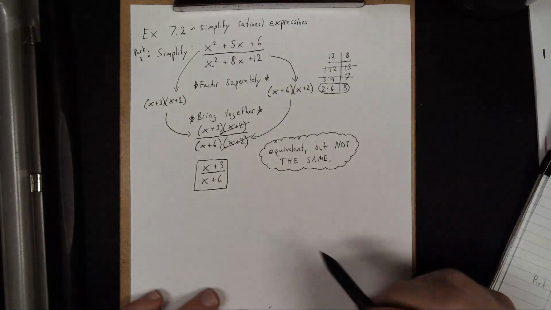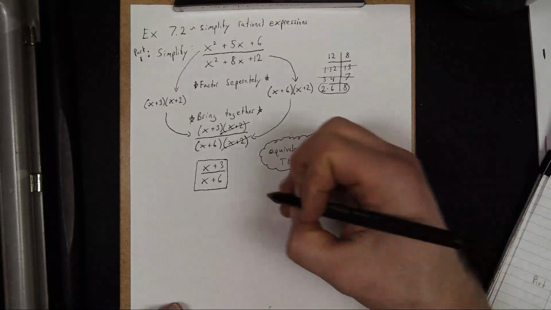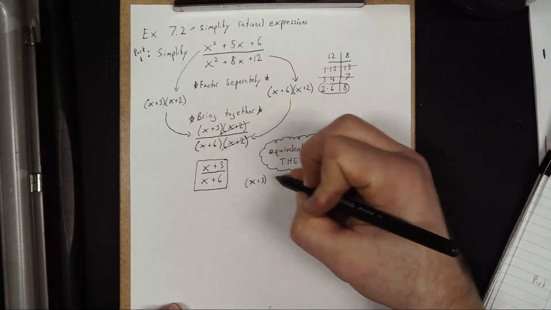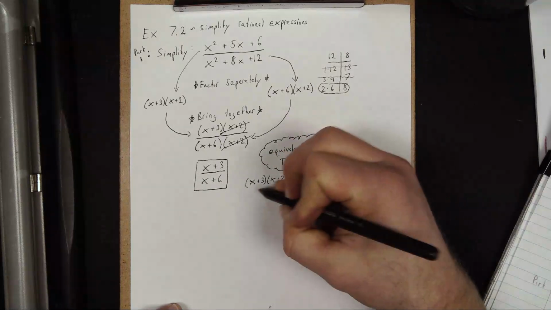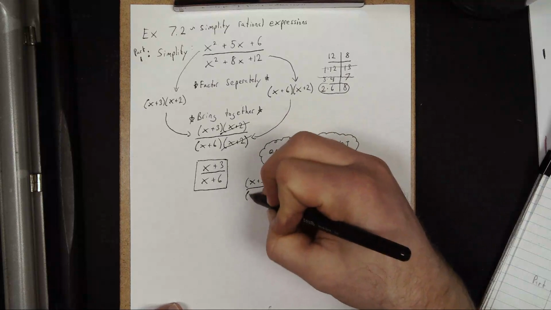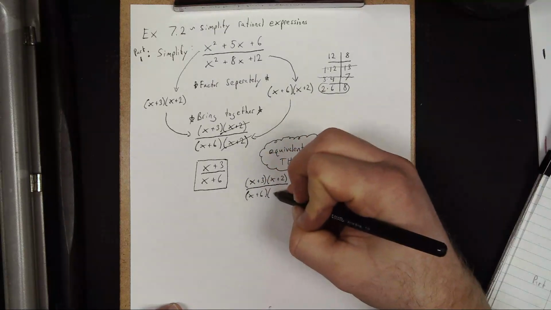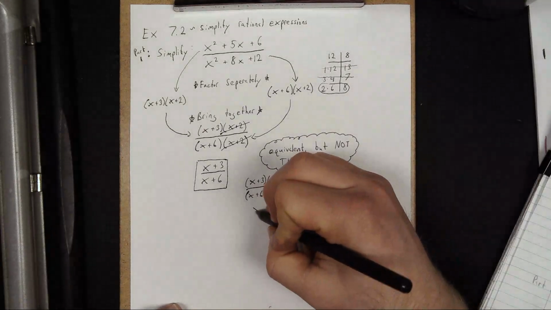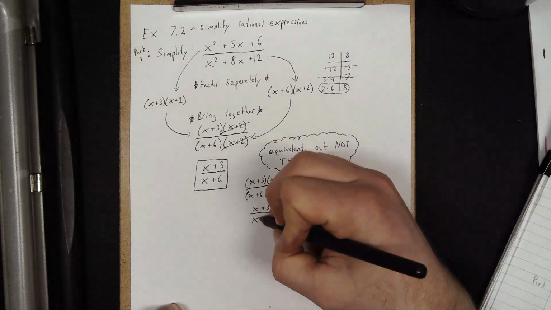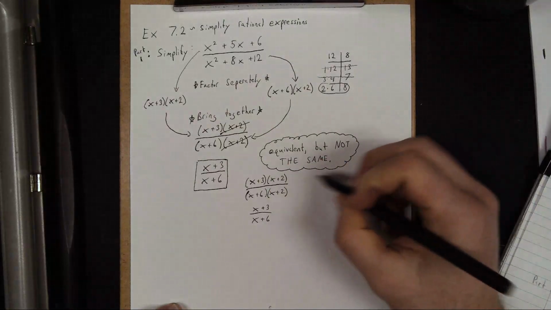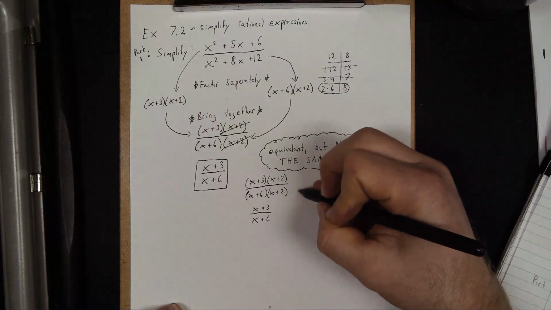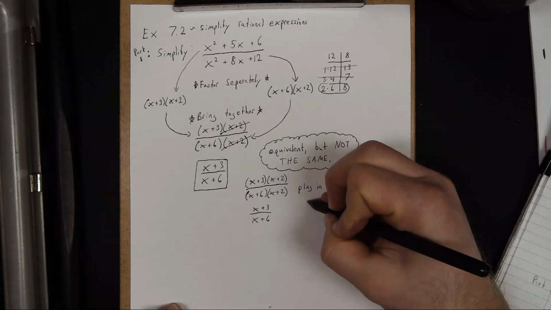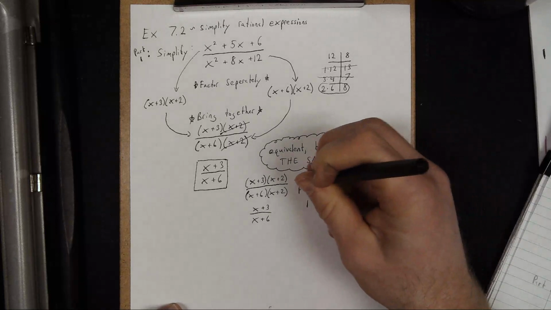Okay, so let's try it. Let's test it. So let's write our expression. So we have x plus 3, x plus 2, and then we have x plus 6, and x plus 2. And then here we have x plus 3 over x plus 6. All right, we're going to plug in 1 for both of these.